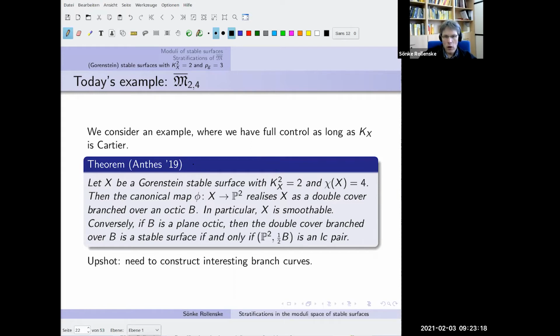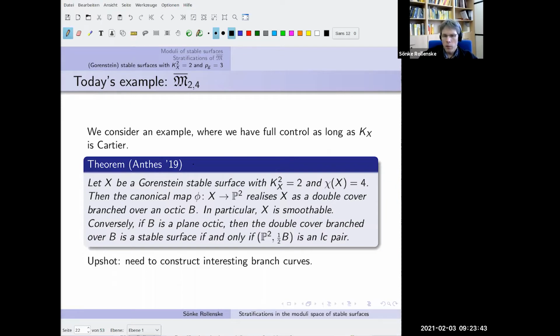If X is a Gorenstein stable surface with K squared equal to 2 and chi equal to 4, then the canonical map realizes X as a double cover branched over an octic. And in particular, since I can smooth out the octic, it is smoothable. So they're all smoothable. They're all in the closure of the main component.